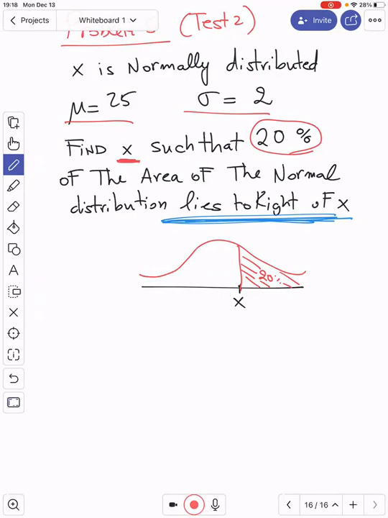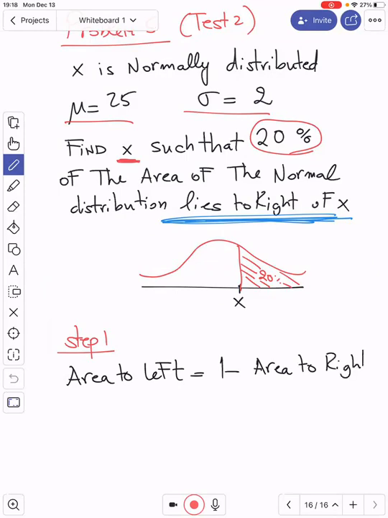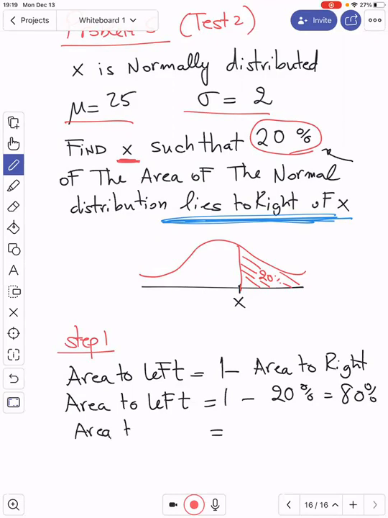So for step one, we need to compute the area to the left of x. The area to the left is 1 minus the area to the right. That area to the right is 20%, so 1 minus 20% is 80%. In other words, the area to the left is 0.8.